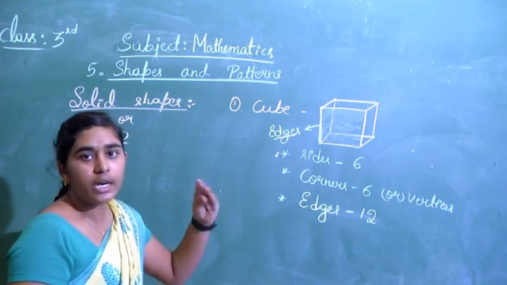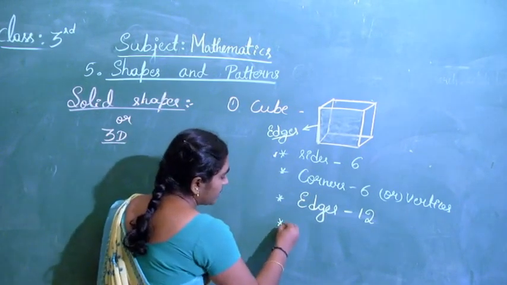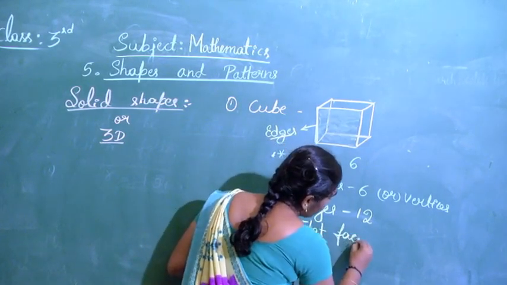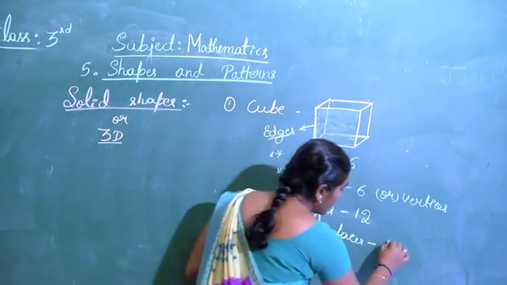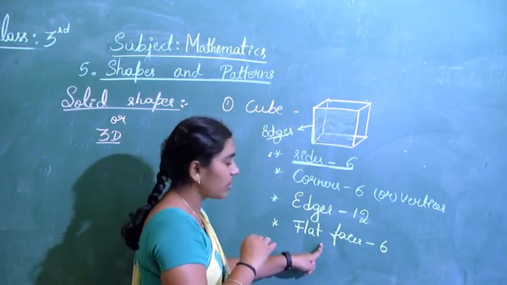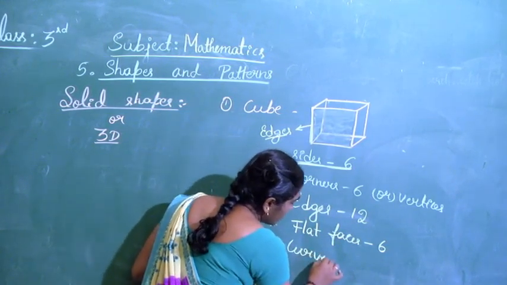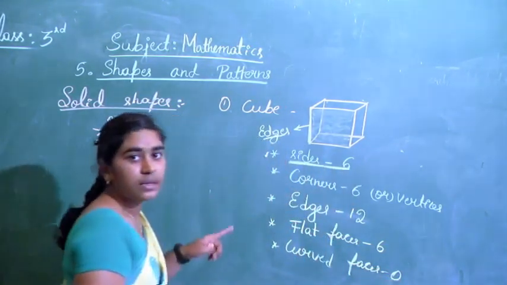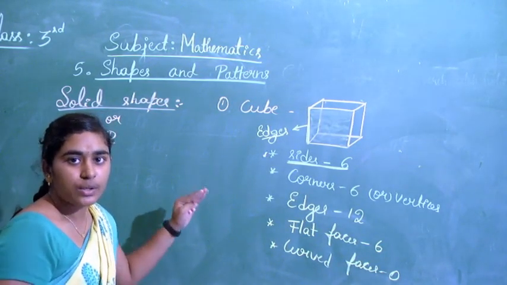Is there any curved face for the cube? You will not get any curved faces. So you only get flat faces. Flat faces, or you can even call them straight faces, are 6. All the 6 sides or 6 faces are only flat faces. There will be no curved face. Curved faces are 0 for the cube. And all the sides look like a square.